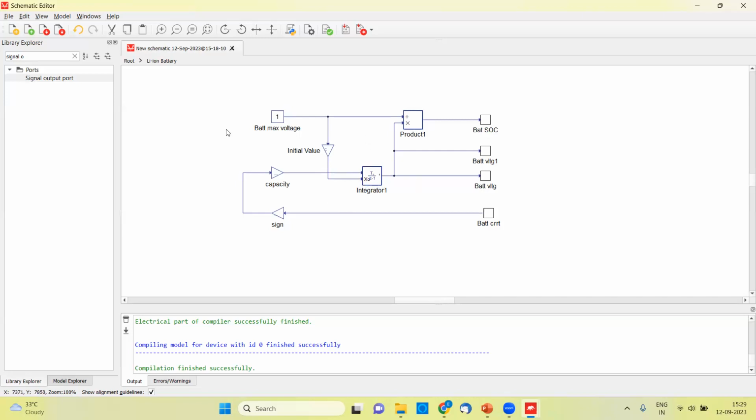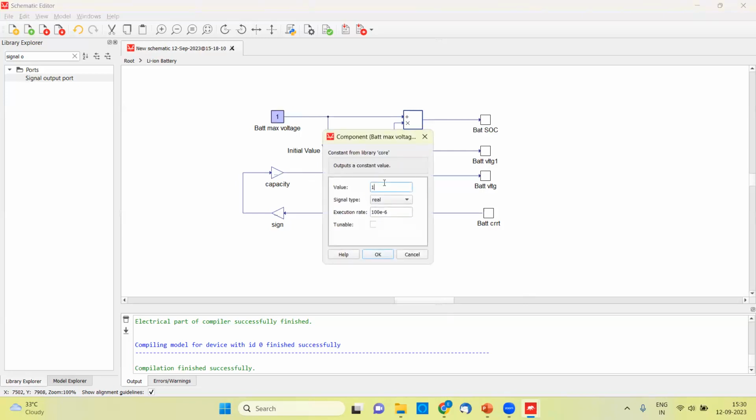Now, till now, I have only done the designing of the components and I have named each and every component. But now what I'm going to do is feed the values in each and every component. So first of all, I'm having this battery maximum voltage. I'm going to put it as 100.8.